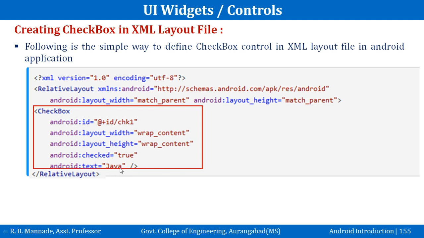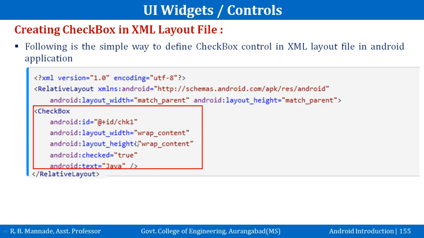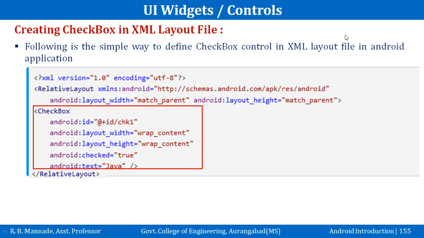It means in this particular figure, whatever text is here is set by the text property of that control. Whenever we set the text equal to Java in this way, it will show the control like this. In front of this text there will be a checkbox which can be selected or deselected by the user, right?